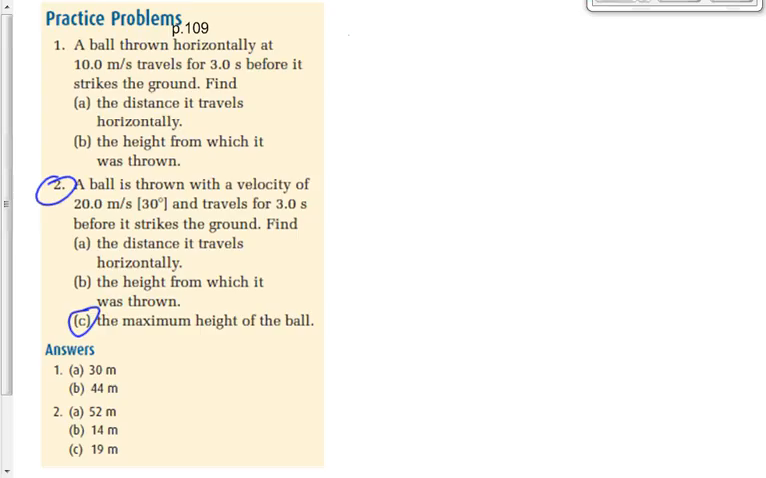Number 1 says a ball thrown horizontally at 10 meters per second travels for 3 seconds before it strikes the ground. So it's thrown off of the edge of a building. It's thrown off of something up high, right? Maybe it's just a really, really tall person that throws it. Okay, that takes the ball 3 seconds to land. But in the end, it doesn't really matter what it is. It falls a certain distance like this.